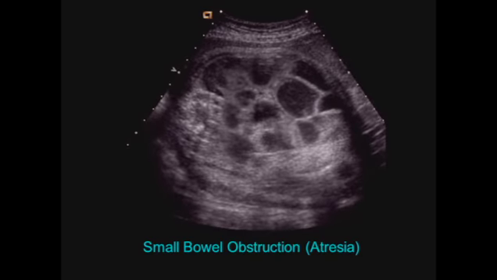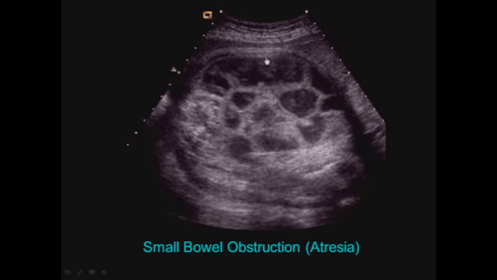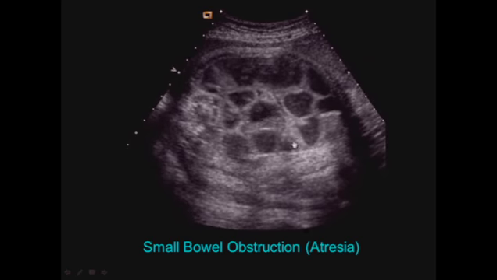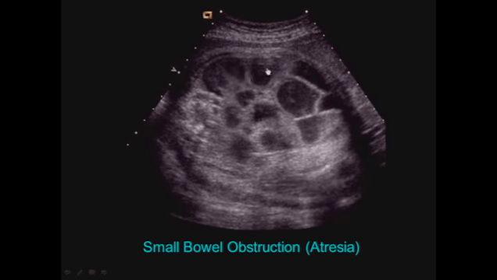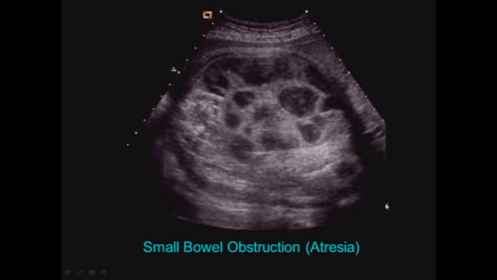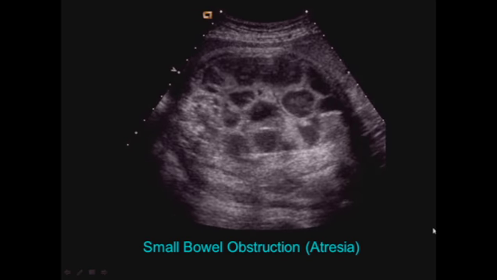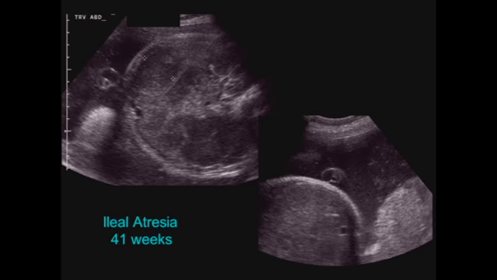Here's another example of a small bowel obstruction. We could see multiple distended, dilated loops of fluid-filled bowel, which are peristalsing rapidly. Another example of a more distal atresia. In this instance, we can see a loop of distended bowel right across the anterior abdominal wall, just underneath the skin surface here, with associated polyhydramnios.